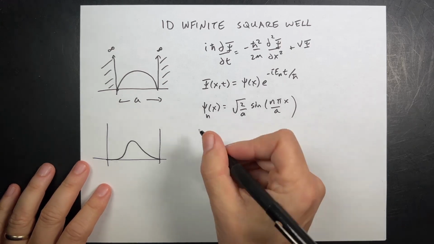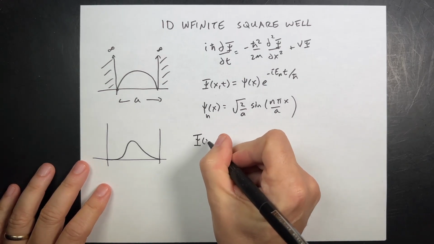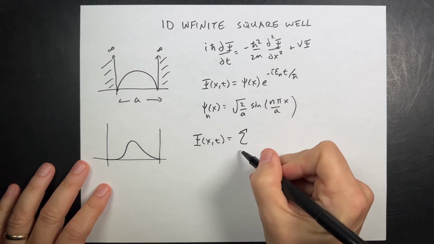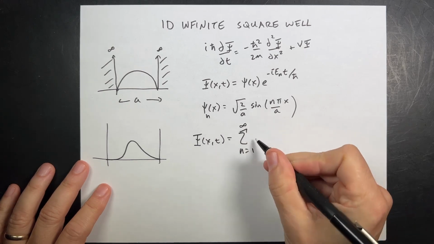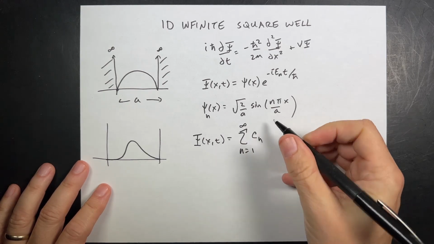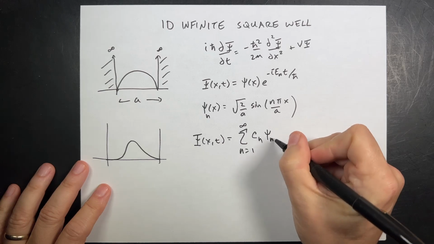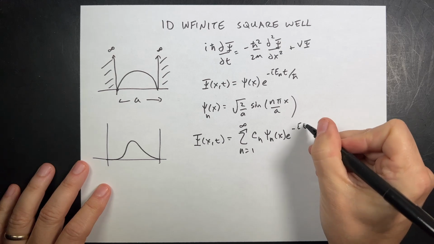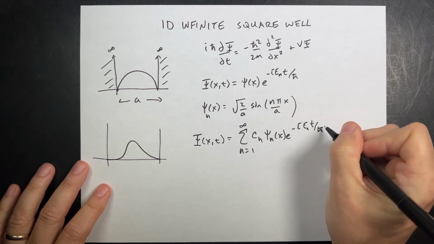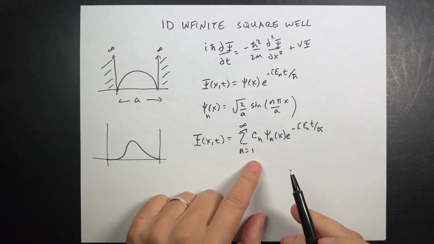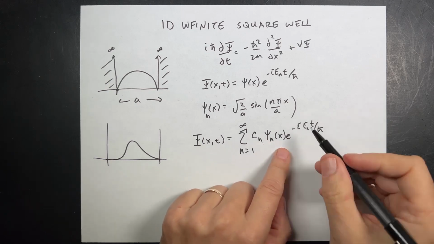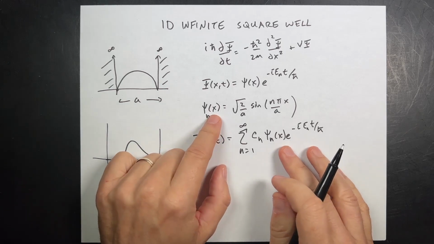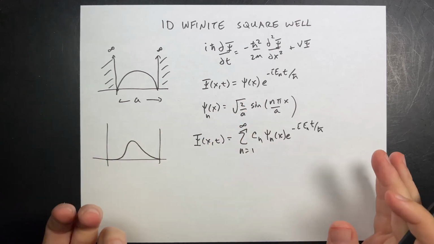In fact, I can represent psi of x and t, this is the key here, as an infinite sum from n equals 1 to infinity of some coefficient c_n times the wave function psi_n of x times e to the minus i E_n t over h bar. So if I do that, and I know these solutions, and I know the E's, then I can just say it's a whole bunch of these, and I can model it out.